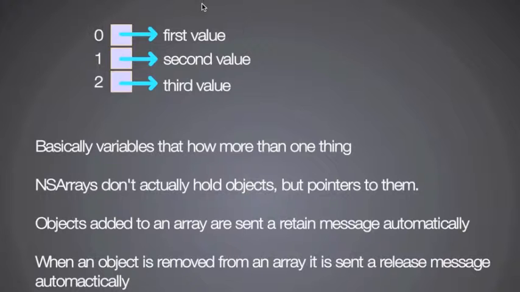So the two primary arrays that you'll work with most often include NSArray and NSMutableArray. Arrays start counting at index 0. So we have first position is actually index 0, then 1, and then 2. You can also think of arrays as essentially fancy variables that hold more than one thing.